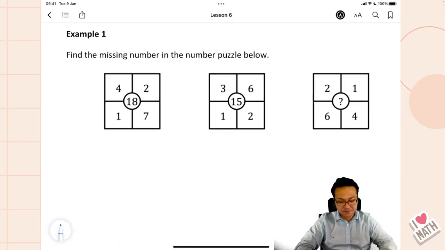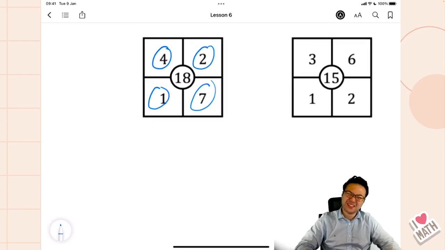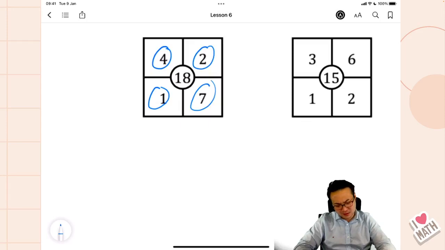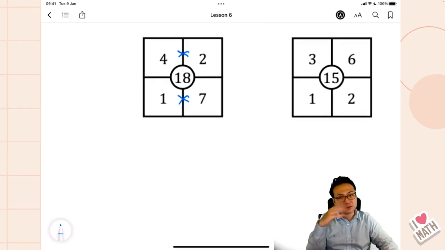Let's see. Maybe we can try to take everything and add them up together. 4 plus 1 plus 2 plus 7. Thinking about it, that will not give us 18, right? So obviously it's wrong. What if we try to multiply? Maybe I take 4 times 2 plus 1 times 7. So then I get 8 plus 7, I get 15. Still cannot. Anyone knows how to get it?